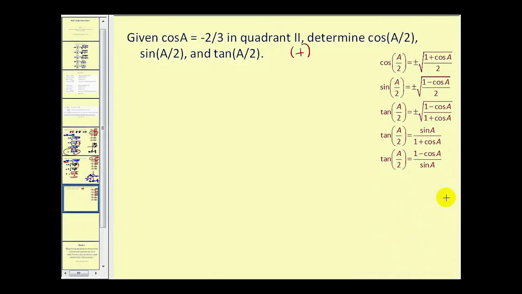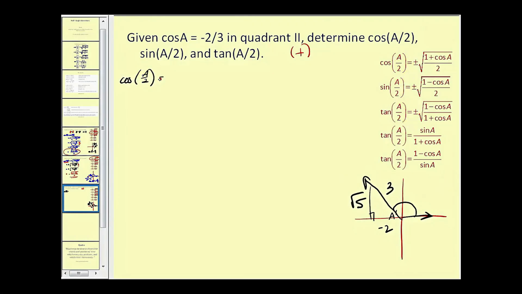Next, let's go ahead and sketch this angle in the standard position. We're in the second quadrant, so here's our reference triangle, and this reference angle has a cosine value of negative 2/3. Using the Pythagorean theorem, we can determine this third side of this reference triangle, and it will equal the square root of 5. Let's go ahead and try to find these function values.